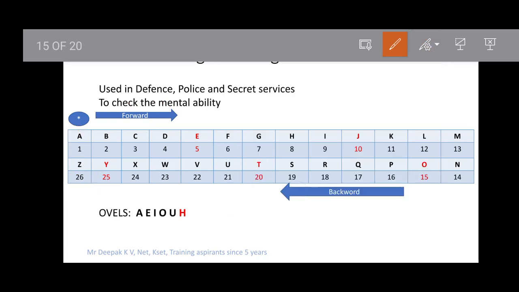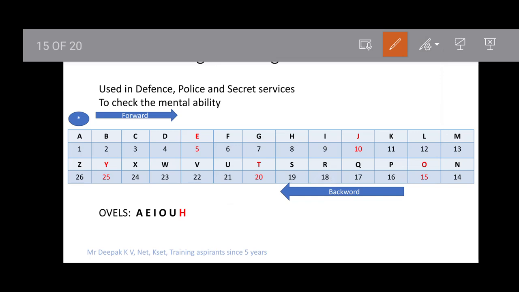So this chart indicates that in the forward sequence A is 1, in the backward sequence A is 26, and in the forward sequence Z is 26, and in the backward sequence Z is 1. In the same way, take the example of K: in the forward sequence that is 11, in the backward sequence that is 16. And if you take the example of P, in the forward sequence that is 16, and in the backward sequence that is 11. So I request you to write this particular chart before starting any competitive examination.